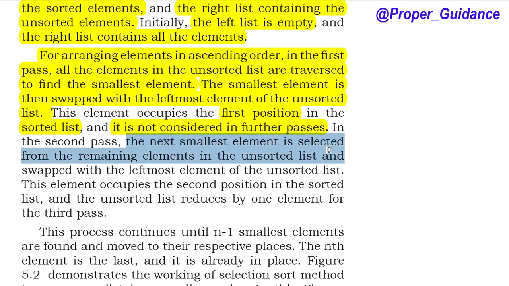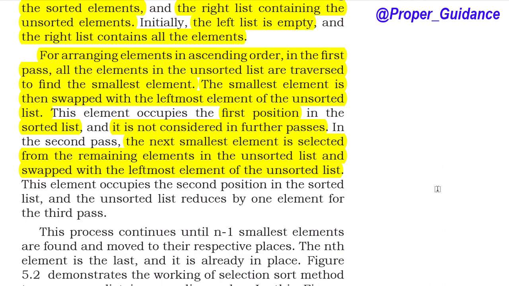The next smallest element is selected from the remaining elements in the unsorted list and swapped with the leftmost element of the unsorted list. Not the first position; from the second position it will be considered, and where is the smallest number here? For the given list, that would be the second smallest number, but for the remaining list, that would be the smallest number. It will find the smallest one and fix it in the second pass.